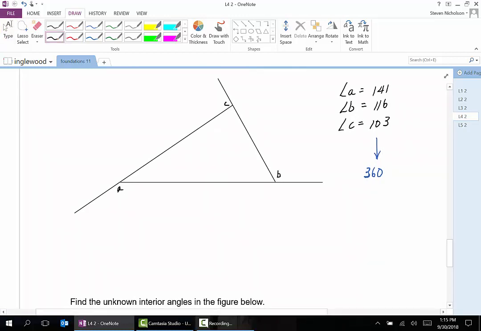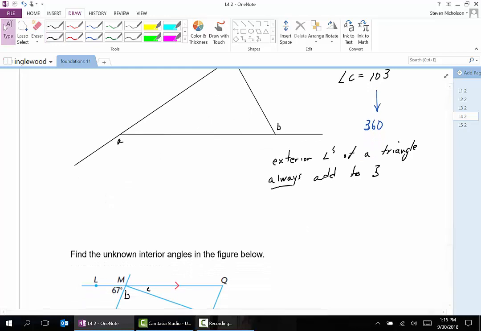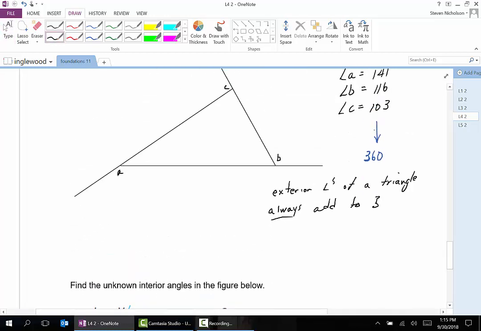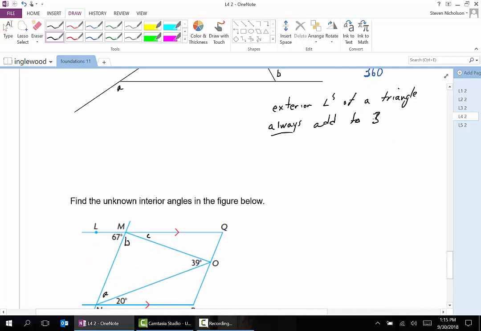Just like the interior angles of a triangle always add up to 180, the exterior angles of every triangle always add to 360 degrees. So again, that's a really good thing to know, because we do not have to do all the work. We know a mathematical truth, and then we could just use that.